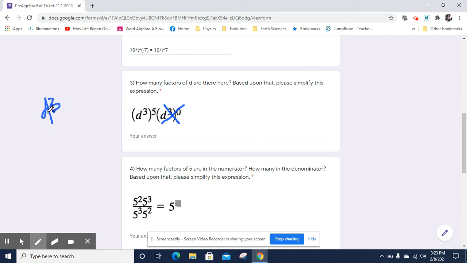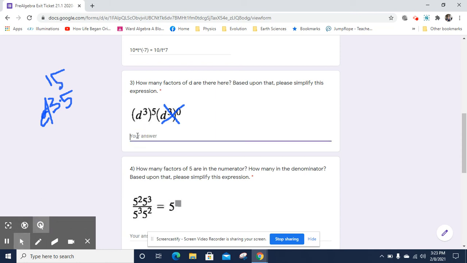So d to the third 5 times means I'm using 5 sets of d. That is the most amazing drawing of a d you've ever seen. So that becomes d to the 3 times 5 power. Otherwise you're saying d to the 3rd times d to the 3rd times d to the 3rd times d to the 3rd times d to the 3rd, and that's really annoying. We're using 5 sets of 3 factors of d, so we may as well write it as this, which becomes 15 factors of d. Okay, so that's our first answer. And we're using 0 factors of d in the other expression. So it's just 15 factors of d, and this simplifies as d to the 15th power.